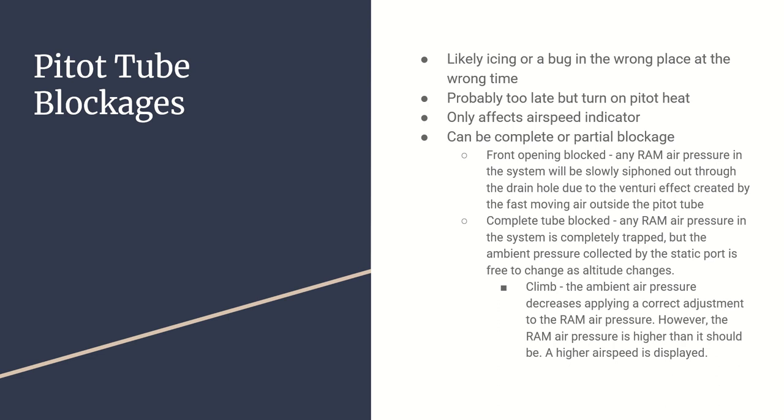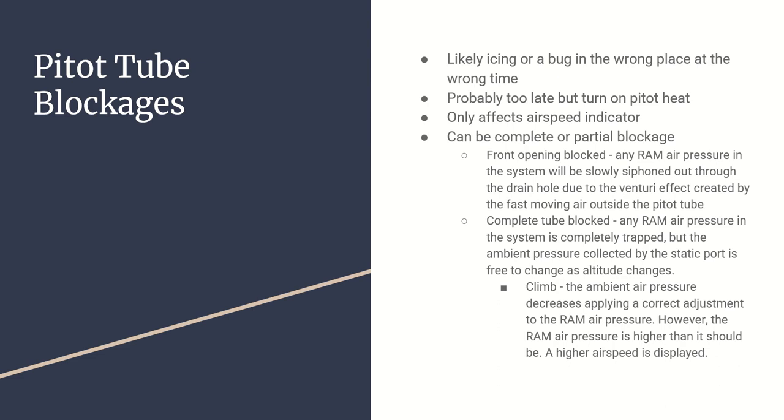Now, the other way to think about this thought process is the fact that the only opening that is allowed to change its pressure reading collected when we have a pitot tube blockage is that static port. So think about the altimeter. That is also only opened up to the static port. So in essence, our airspeed indicator functions like an altimeter.